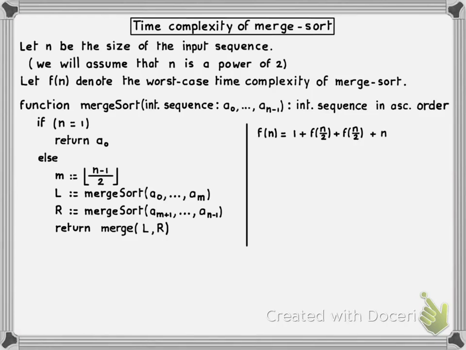Now that we have an expression for f of n, let's try and simplify it. First, let's group together the n and the 1. Clearly, the rate of growth of n plus 1 is the same as the rate of growth of n, which means the constant 1 doesn't matter here in a big O analysis. So let's ignore the 1.